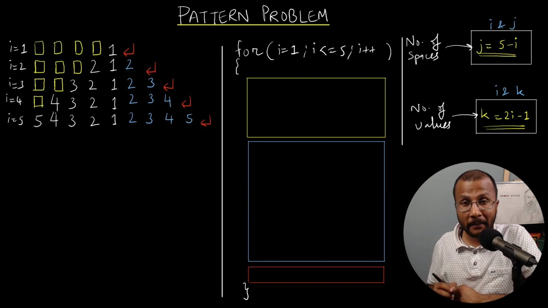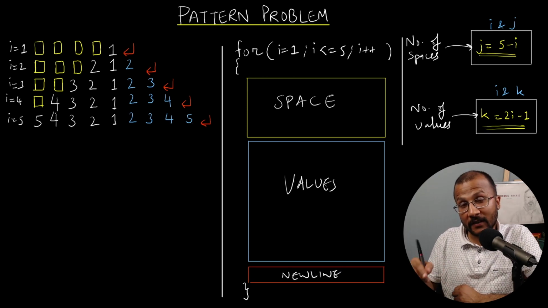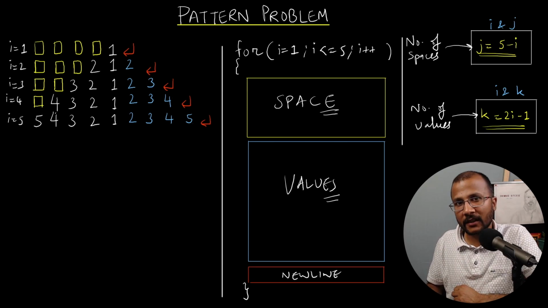Now what do you have in each line? In each line, first you will have to print spaces. So you have to write a loop in this box to print all the spaces in that line. And then in this blue box, I'll have to write a loop to print all the values. And in the red box, I'll have to write code to print a new line. So these are the 3 things that I repeat 5 times. The number of spaces in each line is different. The number of values to be printed in each line is different. And every time I print a single new line for each line. That's what you need to take care of. So now let's write the code for the number of spaces.